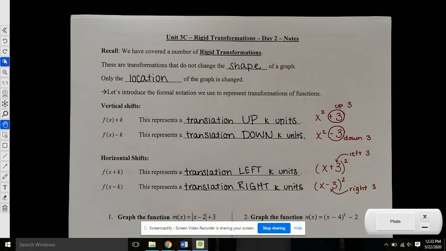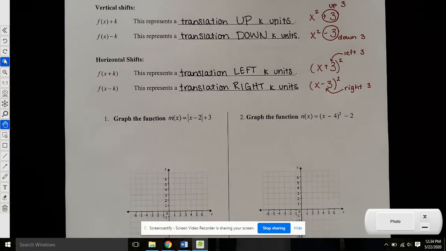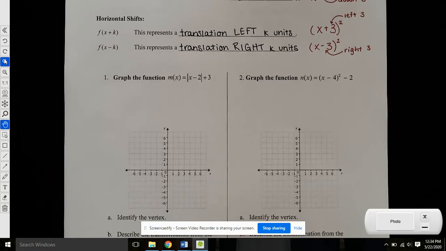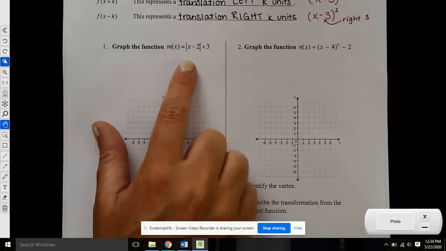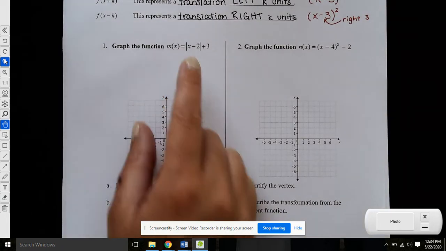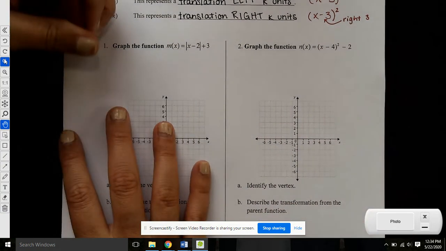So what I'm about to show you is a strategy that we're going to use in order to make these transformations appear on a graph. So what we generally do, because once we get more translations it becomes even more complex, is look at the function and think about what the parent function is. So I'm going to first do this one, absolute value of x minus 2 plus 3. So the parent function of that is going to be the absolute value of x.